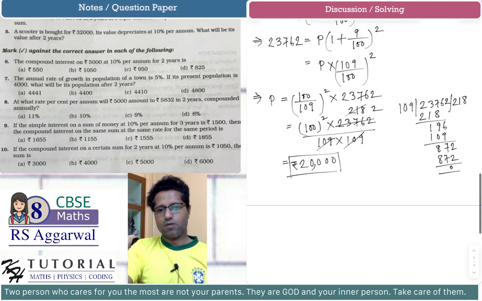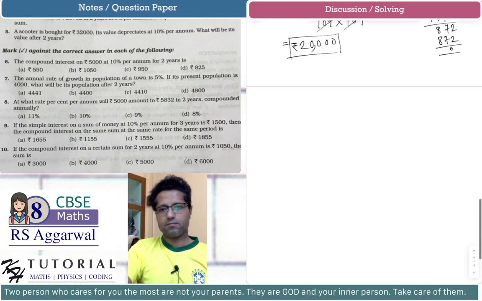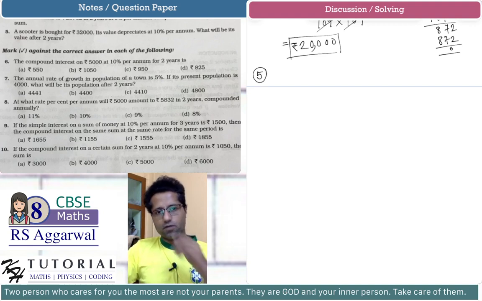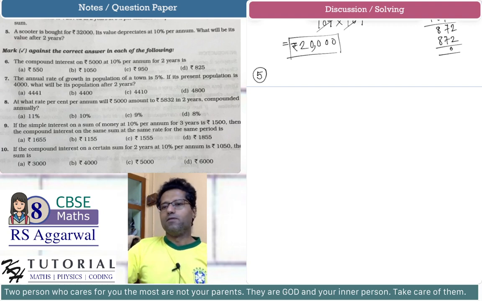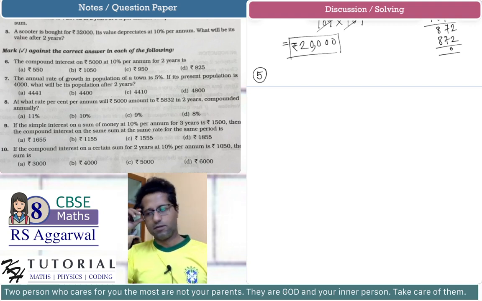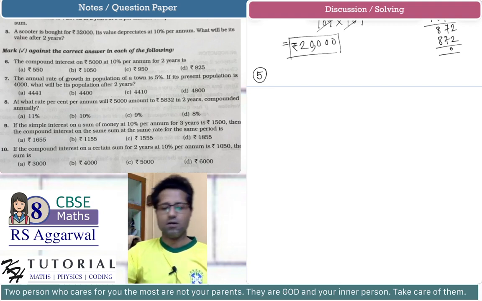Okay, let's do problem number 5. A scooter is bought for rupees 32,000. Its value depreciates at 10% per annum. What will be its value after 2 years? We know the formula for the depreciation of value of an article, that article could be a scooter or any other goods article.